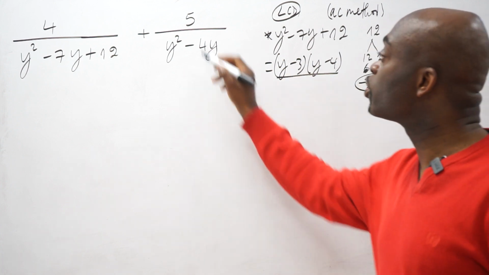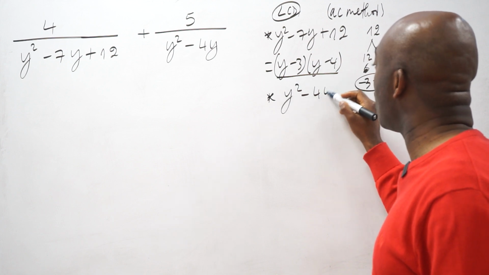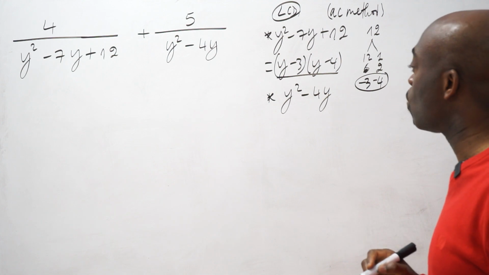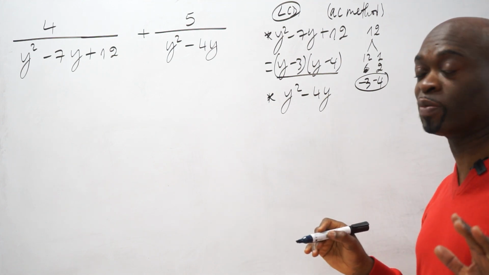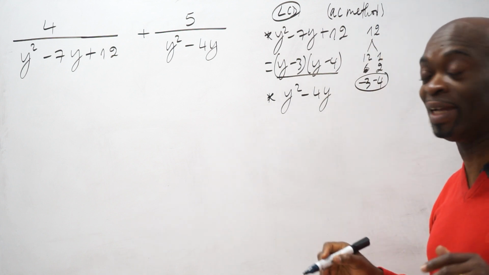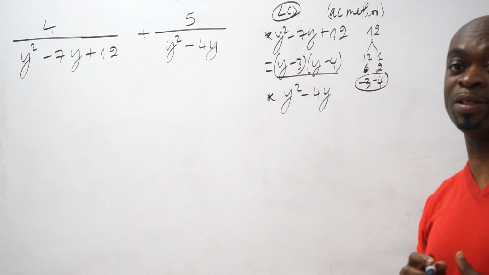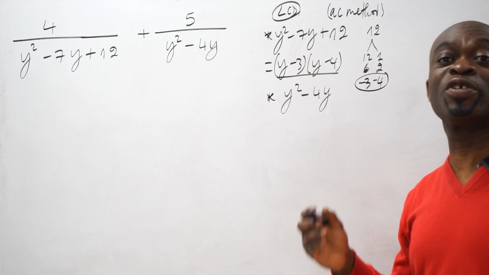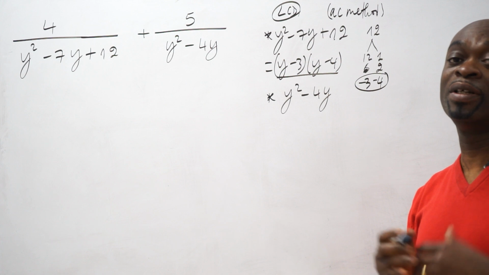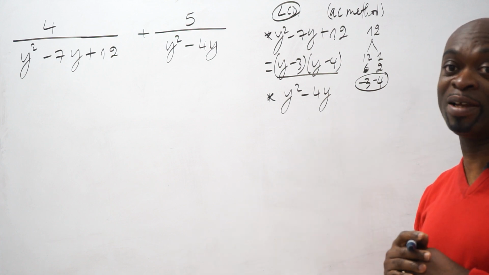Finished the first one, so go to the second one. I have y squared minus 4y, and I have to factor that too. Now I have 2 terms, no more 3 terms, so you cannot use the trinomial AC method. Anytime you have 2 terms, you have to think about the greatest common factor, and you have to think about difference of 2 squares, sum of 2 squares, things like that. You can go back to our previous videos where we cover factoring.